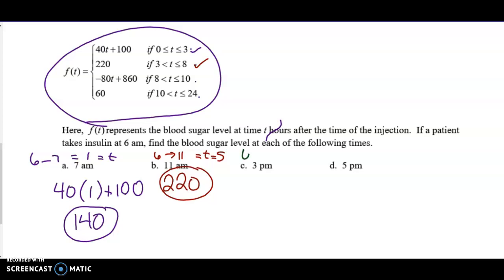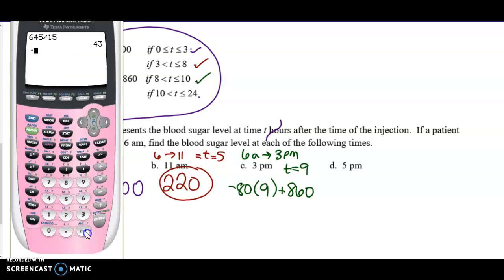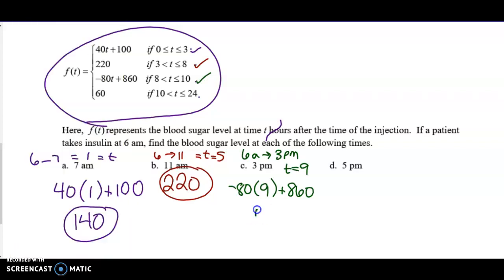Okay, so 3 p.m. 6 a.m. to 3 p.m. How many hours is that? Okay, 6 to 12 is 6 hours, plus another 3 more. I'm going to do t equals 9. Checking your intervals, which equation? 9 falls into the third interval, so it's the third equation. And this is where they said it started to drop again. Plug it in. Get 140.